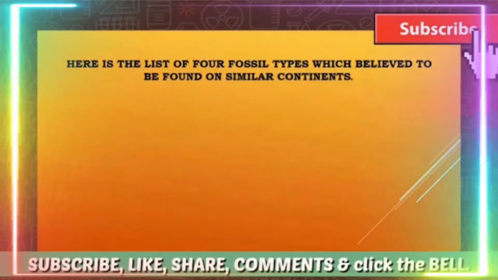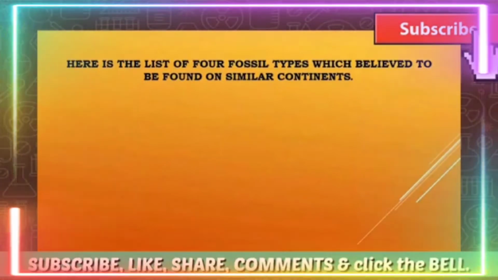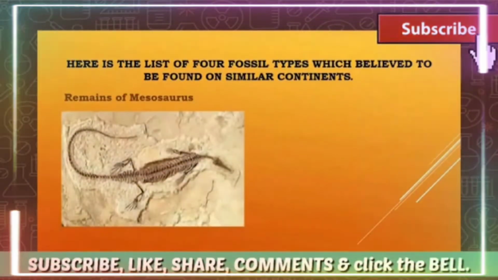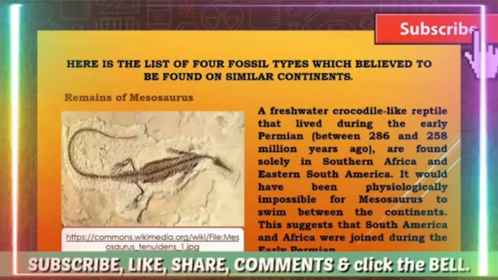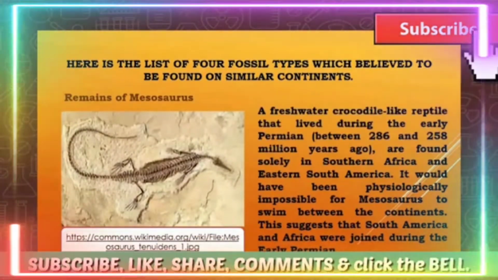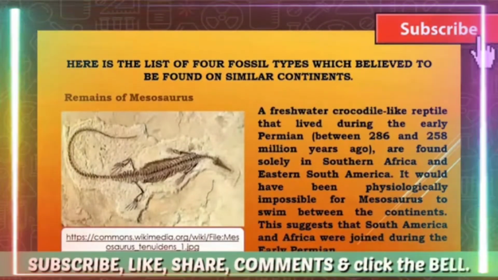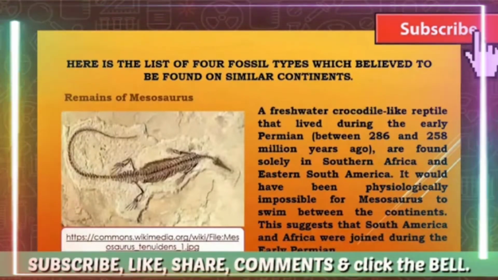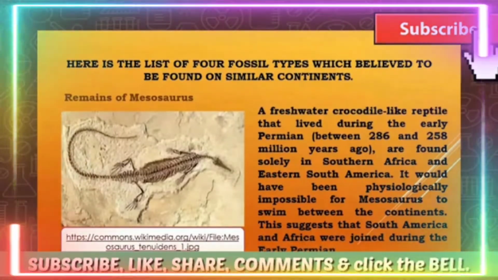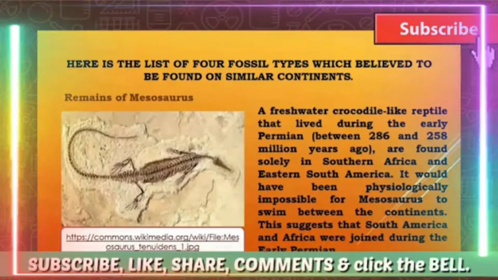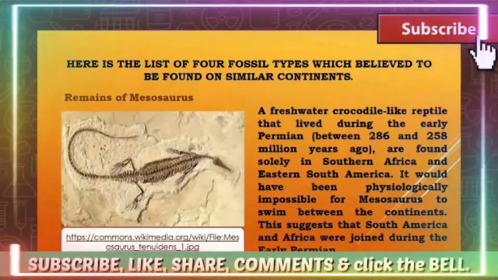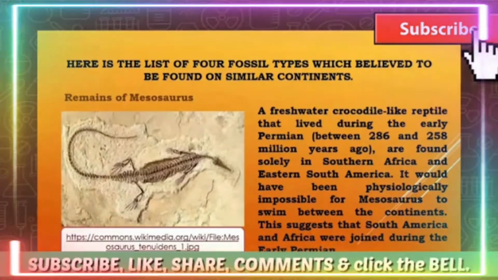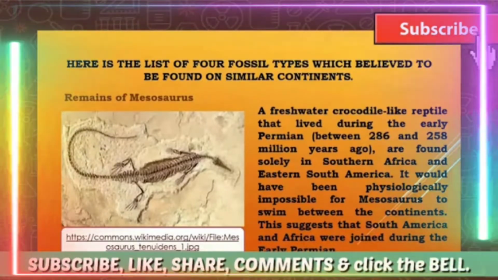Here is the list of 4 fossil types which are believed to be found on similar continents. The first one is the remains of Mesosaurus. It is a freshwater crocodile-like reptile that lived during the early Permian, between 286 and 258 million years ago. Its remains are found solely in southern Africa and eastern South America. It would have been physiologically impossible for Mesosaurus to swim between the continents because it is a coastal animal. This suggests that South America and Africa were joined during the early Permian.